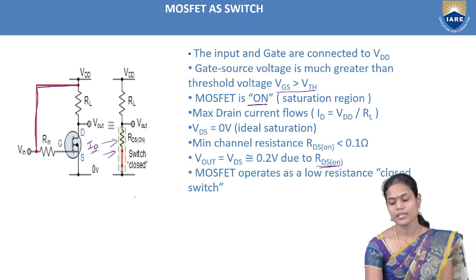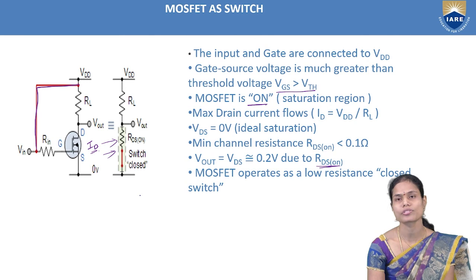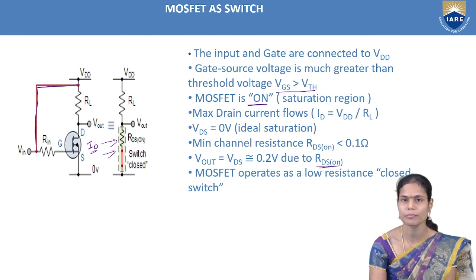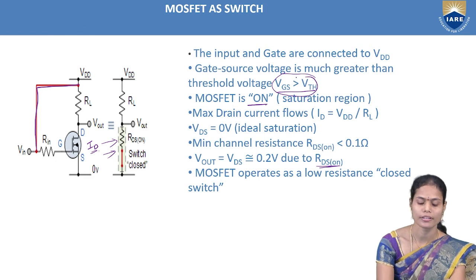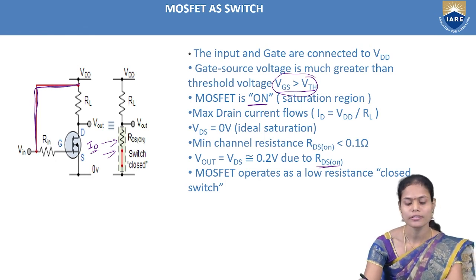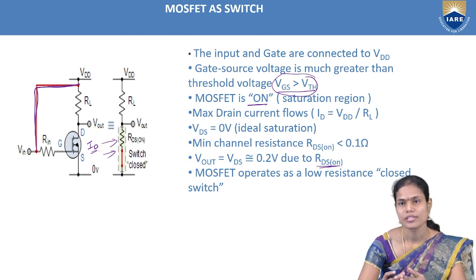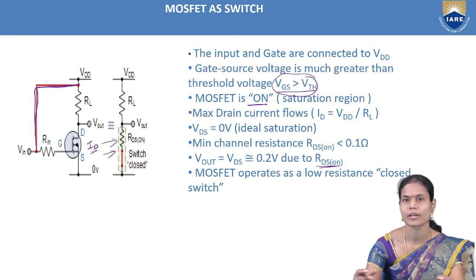So we can say the MOSFET is operating in the low resistance region or the saturation region, acting like a closed switch, when you provide VGS greater than VTH and tie the input voltage to the supply voltage, that is VDD. In this way we can operate a MOSFET as an open switch as well as a closed switch. Along with this, MOSFETs are also used for constant current sources as well as wherever we require high input impedance applications. In those cases also we can utilize the MOSFET.